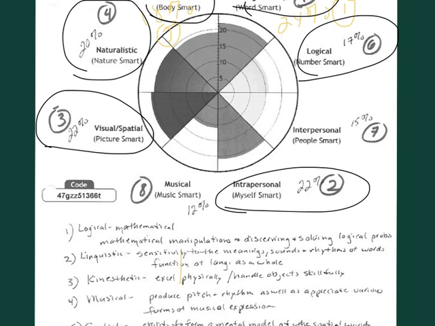But nonetheless, it happens. So logical means mathematical manipulations and discerning and solving logical problems. I'm a good problem solver. May not be good at mathematical computations and problems, but I'm a really good problem solver. So that's probably why it ranked higher than I thought it would.